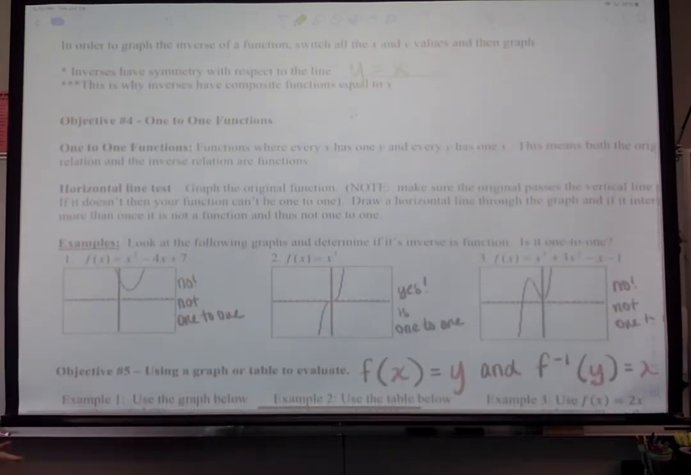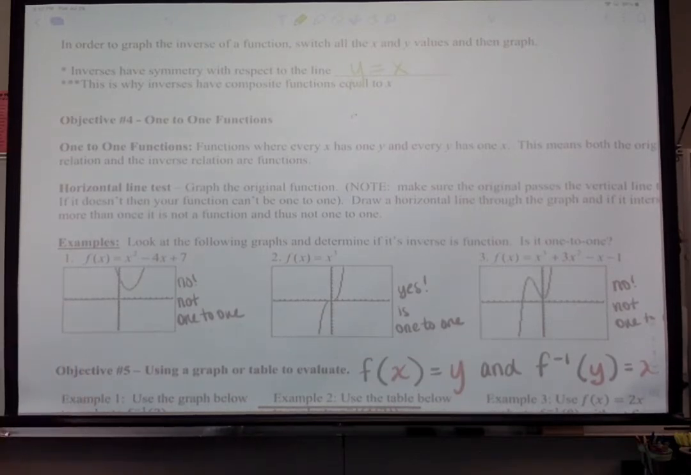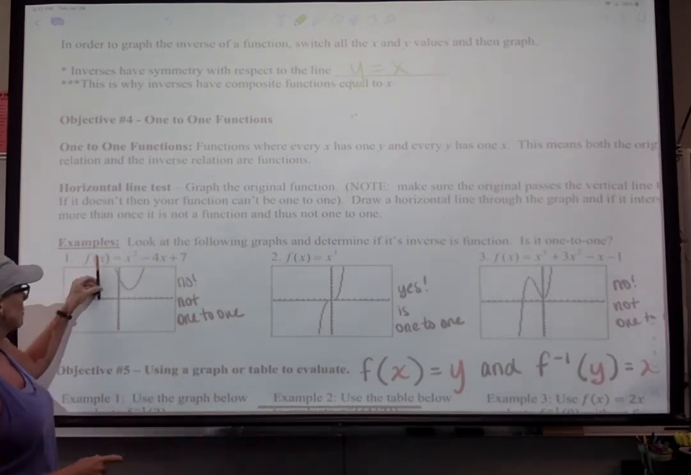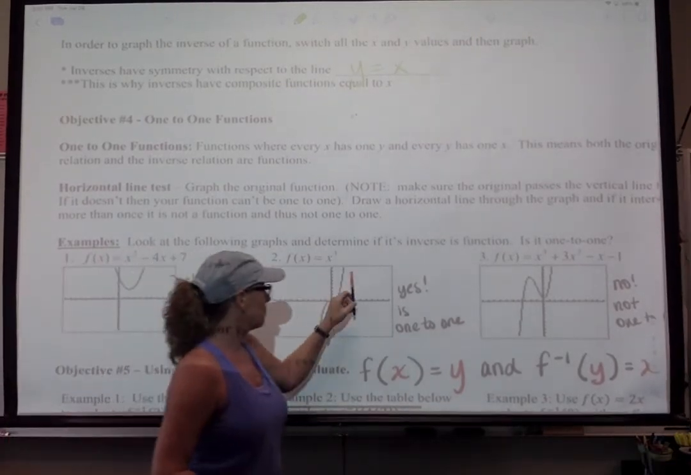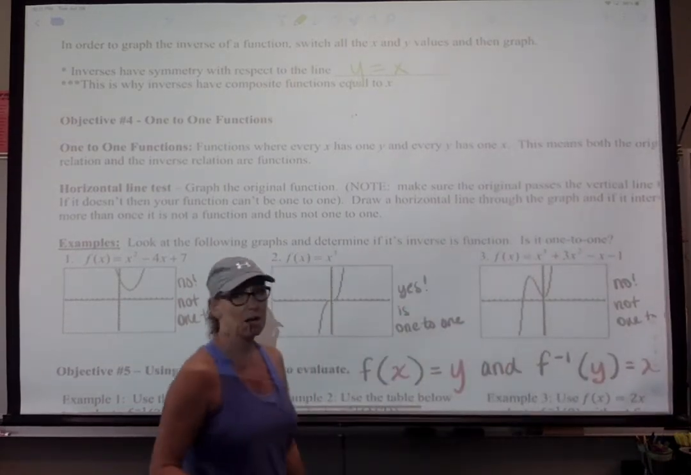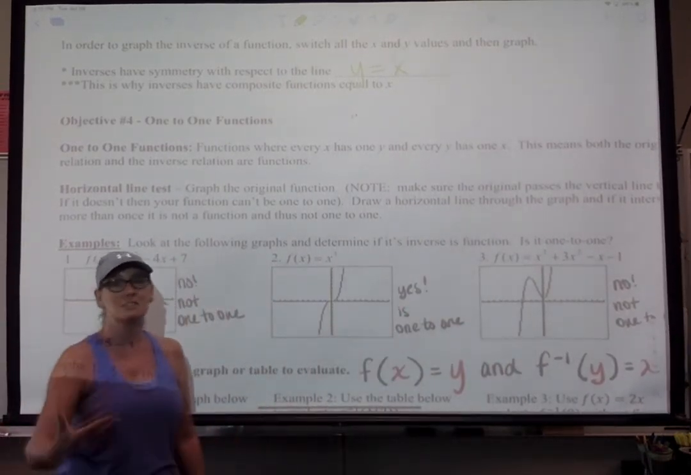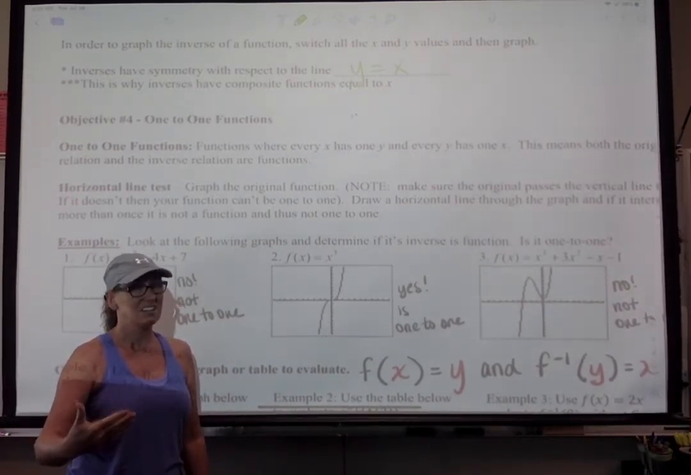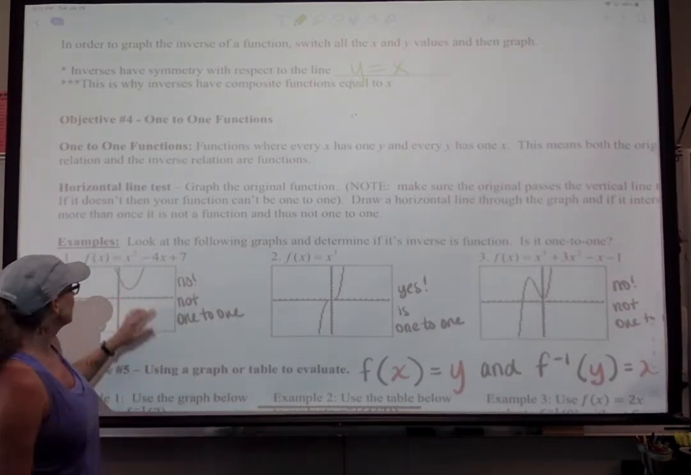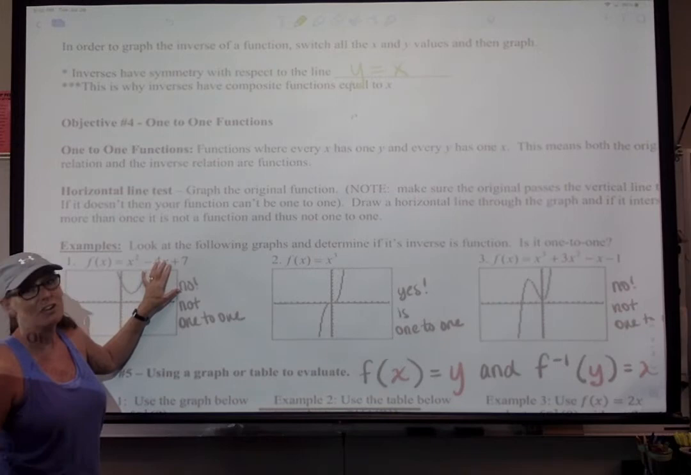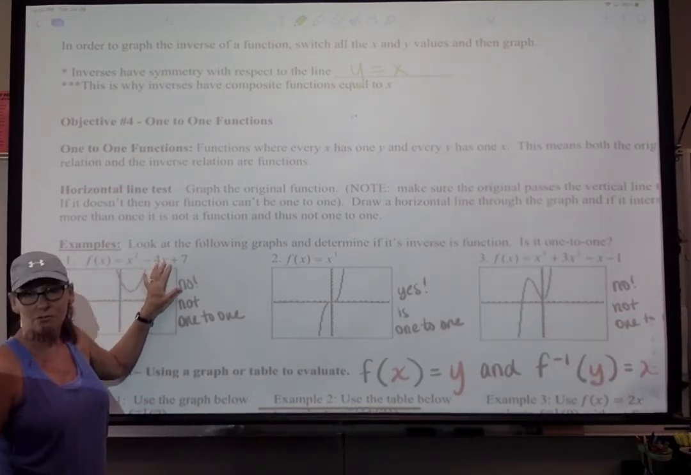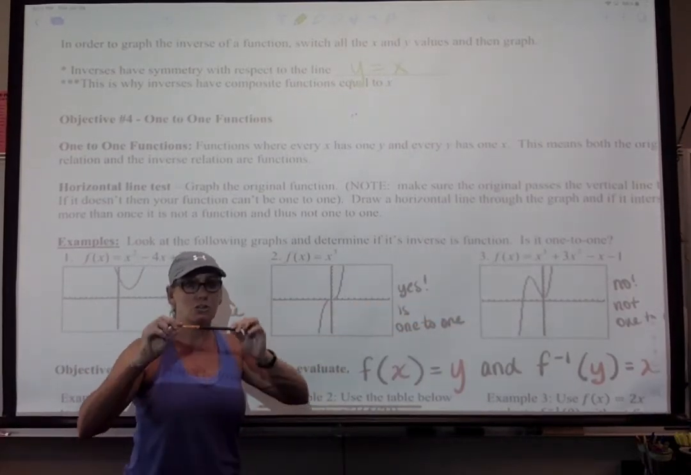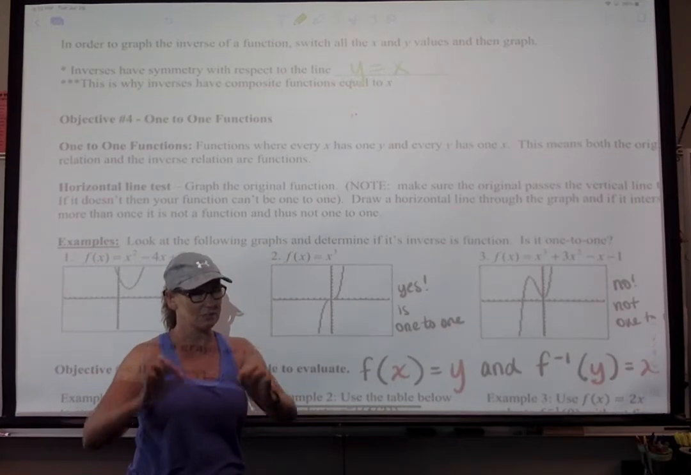I know that you know how to do the vertical line test to see if an equation is a function. So you're going to go, yep, that's a function. Yep, that's a function. Yep, that's a function. Okay, but what about this? What if I looked at its inverse? Is that a function? You might be like, oh man, really? I have to do the whole inverse thing on that and then graph it and then... No, you don't. To see if their inverses are functions, you do the horizontal line test.